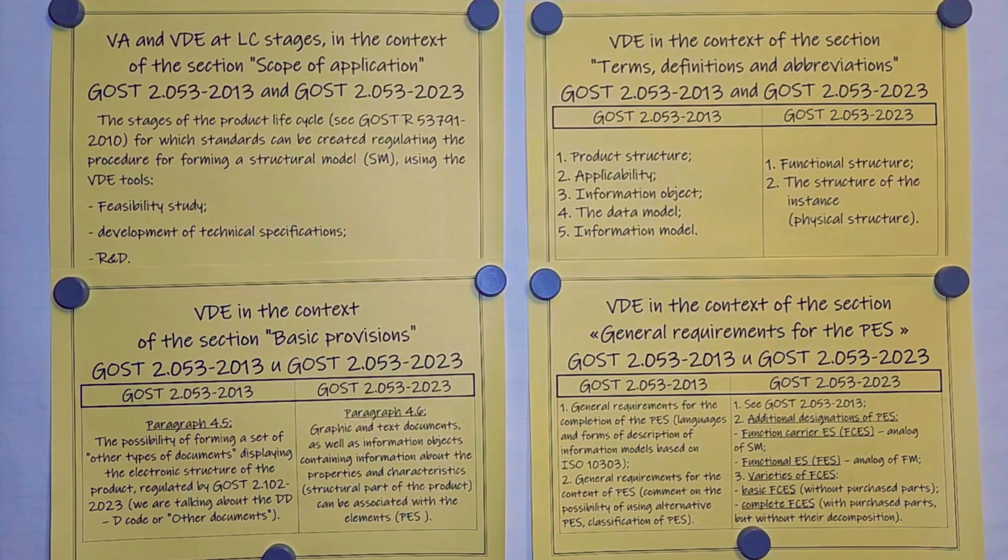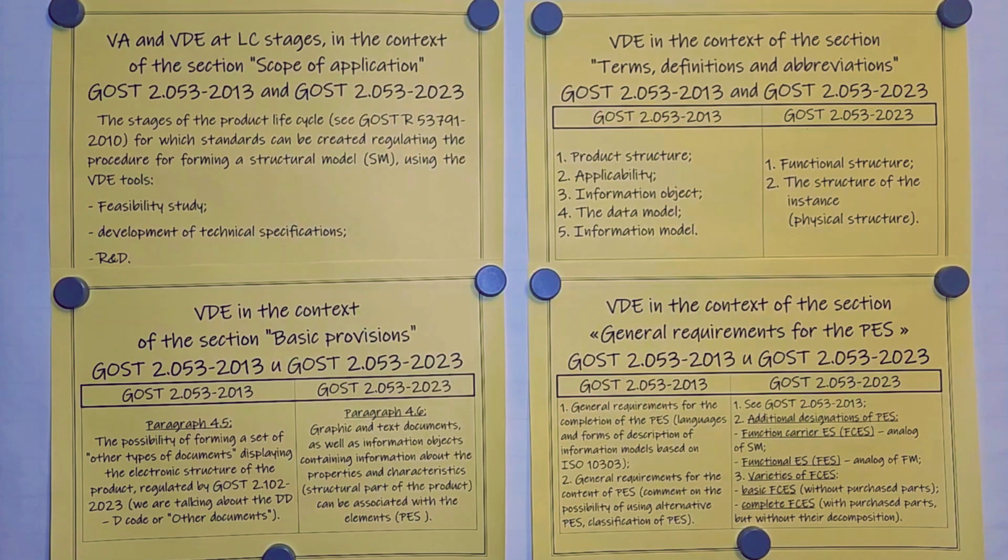Thus, in the definition, there is no division into the functional and physical structure of the product corresponding to the terminology used in functional analysis. In GOST from 2023, the situation changes significantly, since two definitions of the structure, functional structure and physical structure, or instance structure, are introduced. Therefore, we can draw almost direct analogy with the terminology used in the value analysis. In this case, it's implied that functional model is an analog of the functional structure and structural model is an analog of the physical structure.